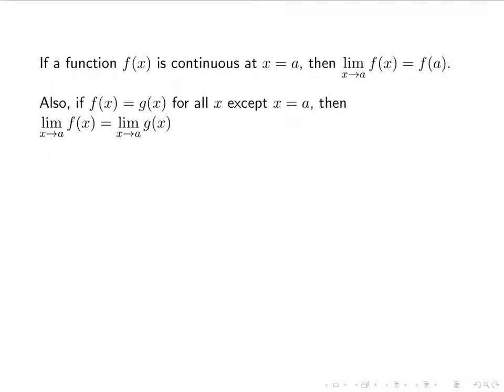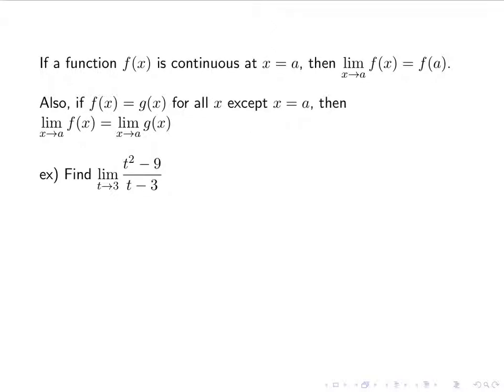So we're going to use these two facts a lot. If I have a function that's continuous and I'm looking for the limit, I can just plug in the point. If I have something that's not continuous, but I can show that it's equal to a continuous function, except for a particular point, then I can use this second fact to show that the limit is, again, what I think it should be. So we're going to do an example of that next.